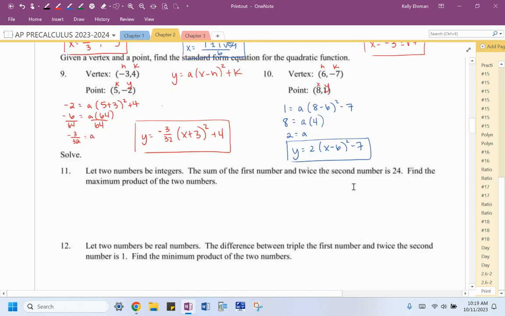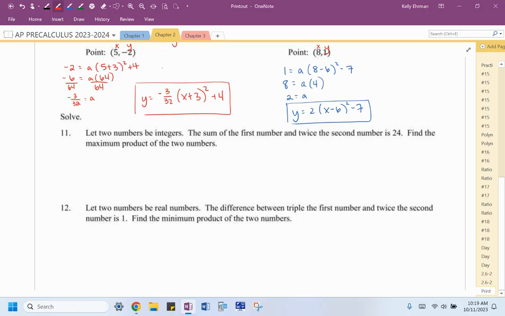Okay, last 2 problems for this video. Let 2 numbers be integers. The sum of the first number and twice the second number is 24. So the sum of the first number plus twice the second number is 24. Find the maximum product. So what's the product? Multiplying the 2 numbers together.